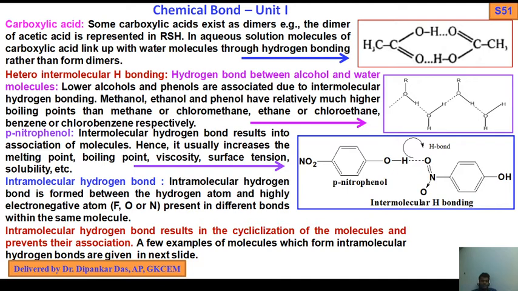Carboxylic acids. Some carboxylic acids exist as a dimer. The dimer of acetic acid is represented on the right-hand side. In aqueous solution, molecules of carboxylic acids link up with water molecules through hydrogen bonding rather than form dimers.